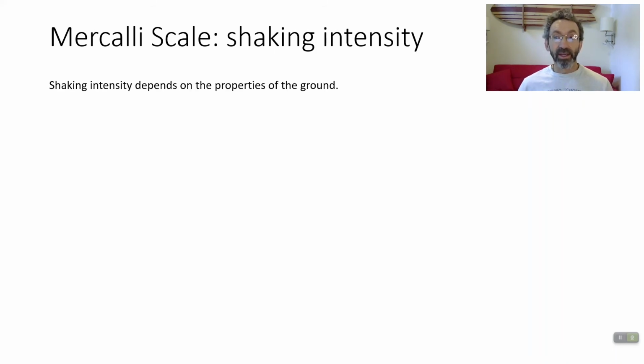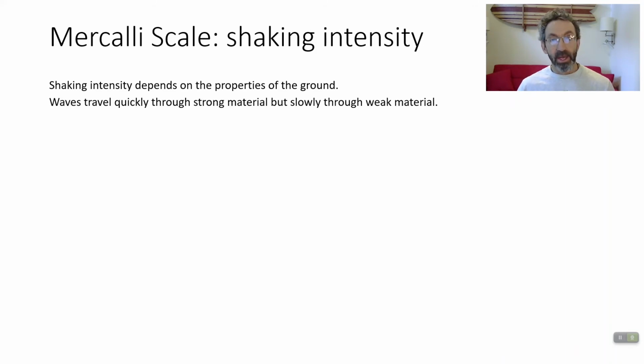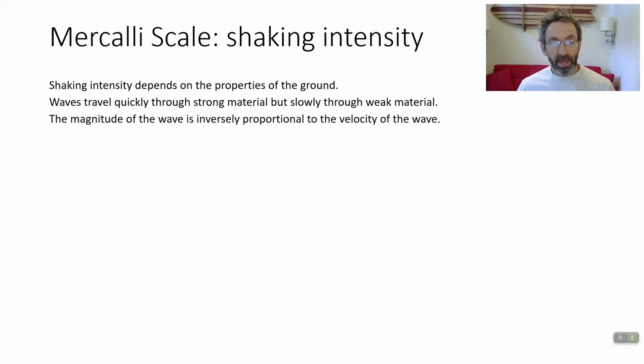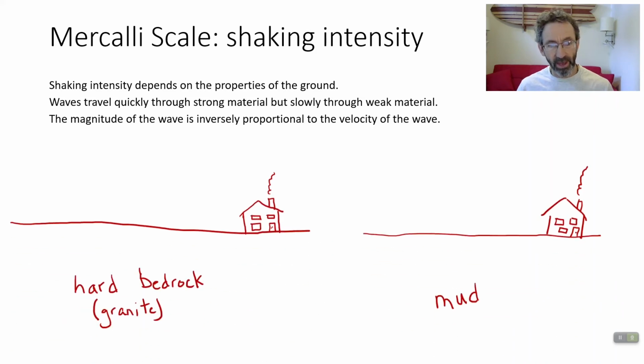And what we're going to learn about in just a second is that the intensity of the shaking depends a lot on the properties of the ground. In other words, what is the ground composed of? And it's important to know that because seismic waves travel quickly through strong material, but travel slowly through weak material. And that's important because the magnitude of the wave, so the height of the wave, is inversely proportional to the velocity of the wave. So let's take a look at an example to see what that means.